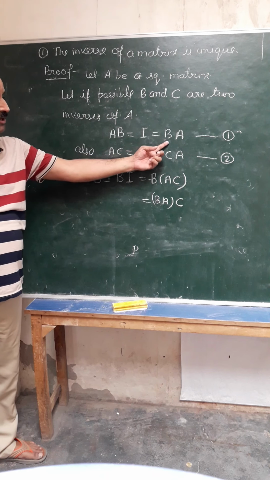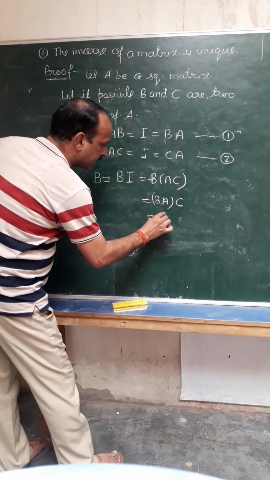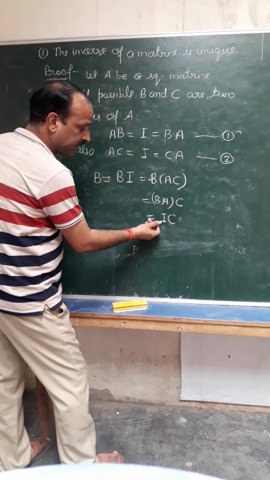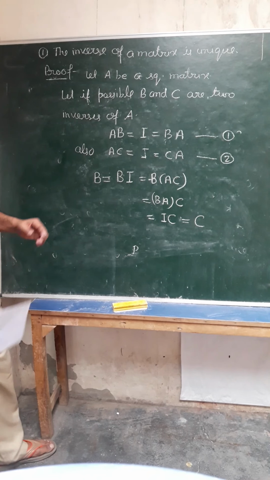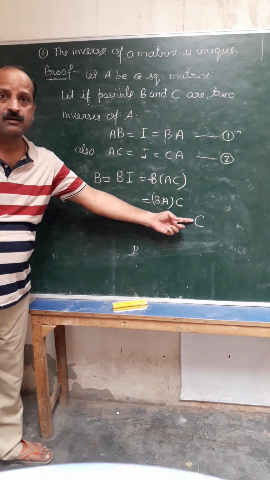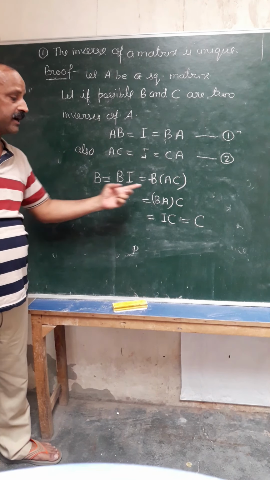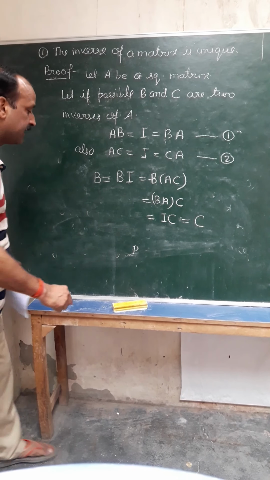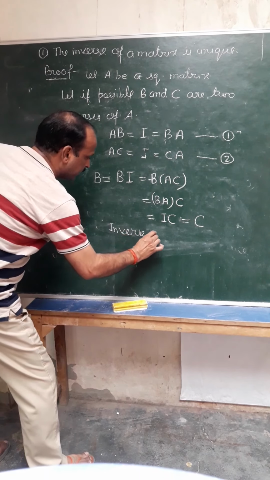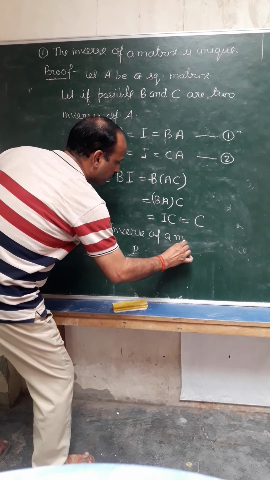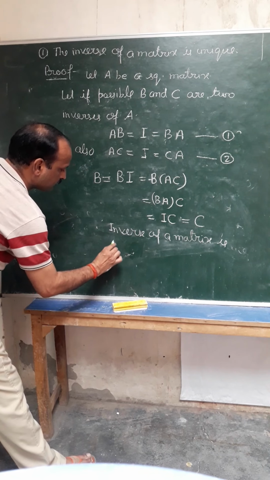Now see, from the first equation, BA is equal to I. So we can write IC. Again we are multiplying with the identity matrix, so this is equal to C. What we get here? B is equal to C. Means when we consider B and C as two inverses, then we are getting B equal to C. And therefore the inverse of a matrix is unique.